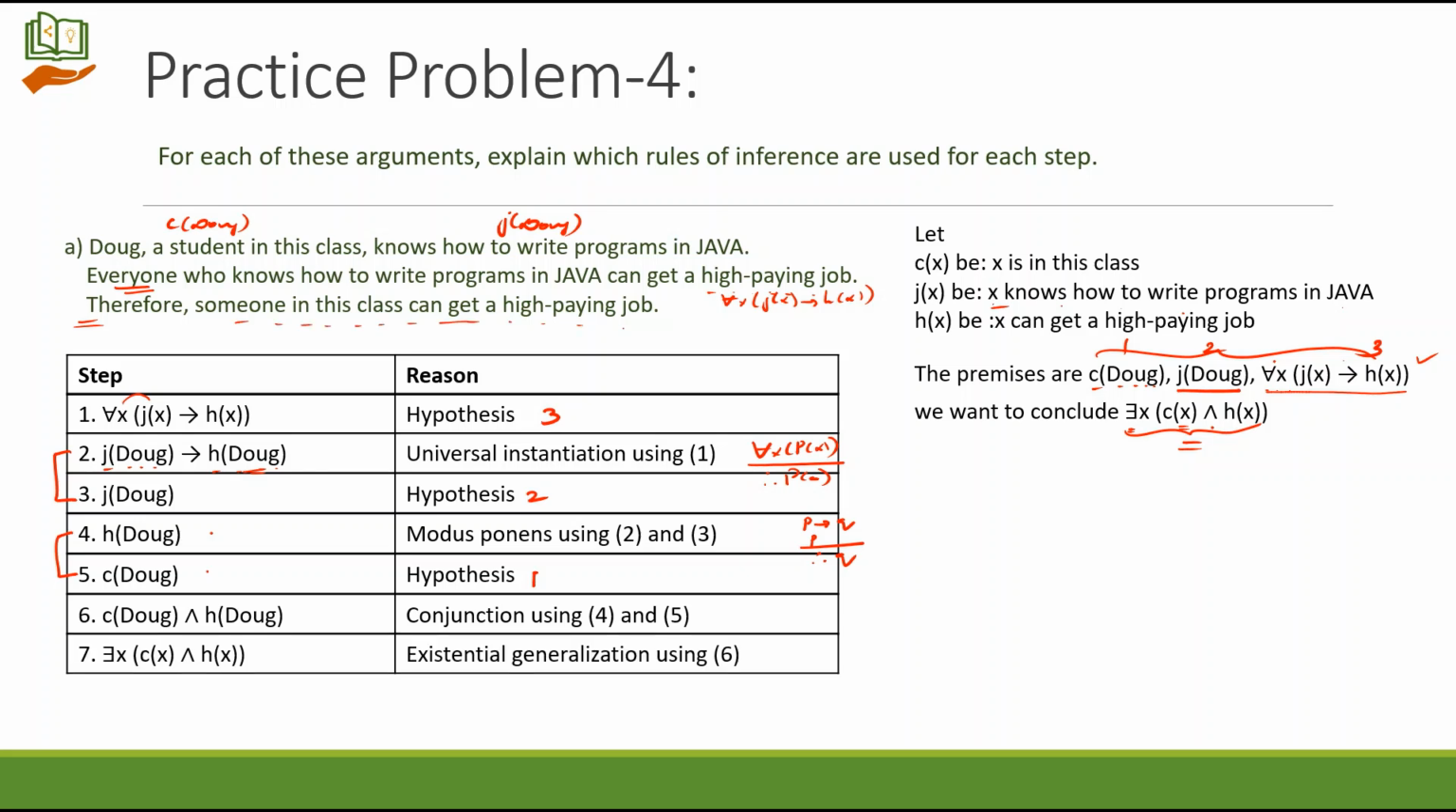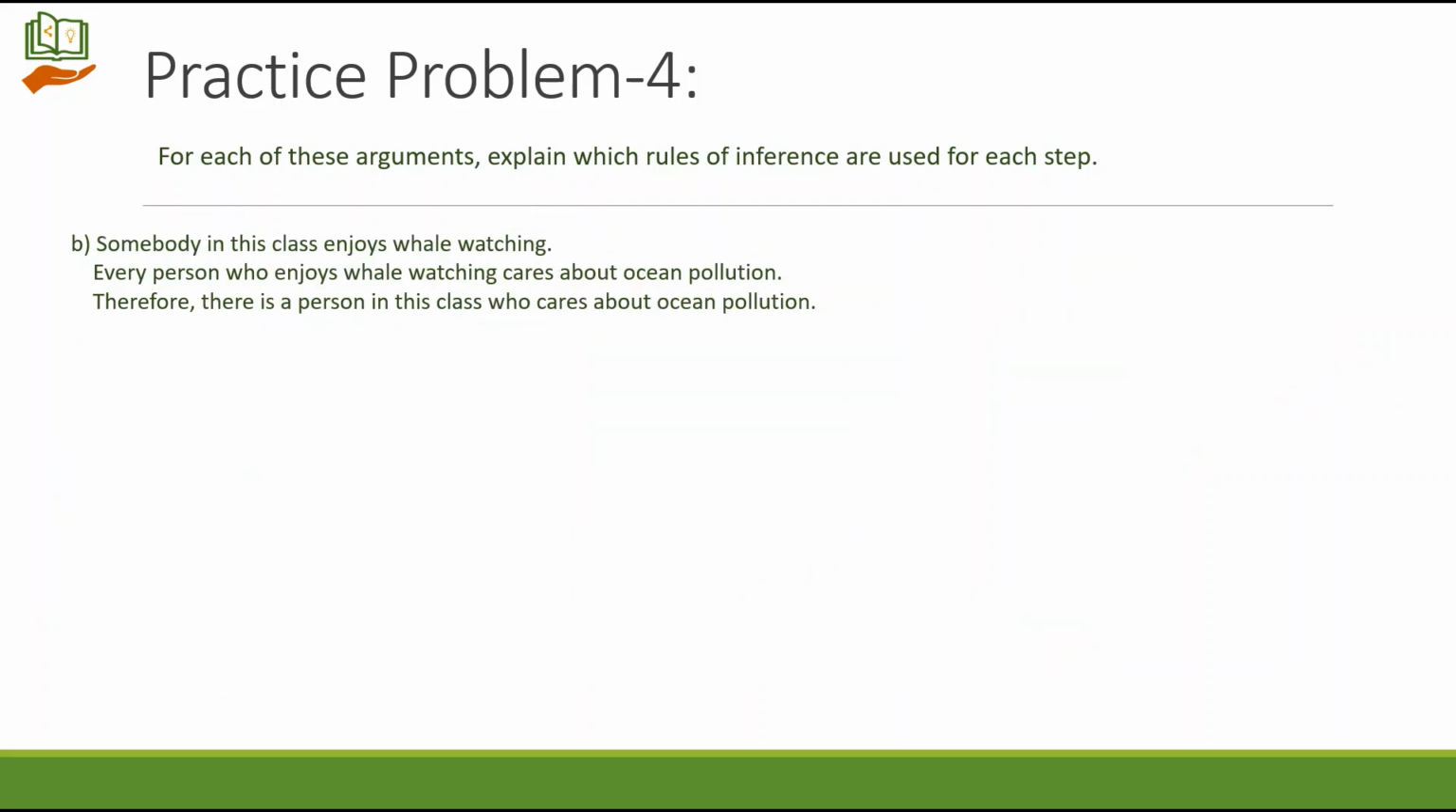Using existential generalization from this particular step, we can conclude this is equivalent to C of A and H of A. So this C of A can be converted to existential quantifier C of X. The and will stay as it is and H of X can be taken. Now just check with the conclusion. Yes, it is fine. Now let's take the second subdivision problem.